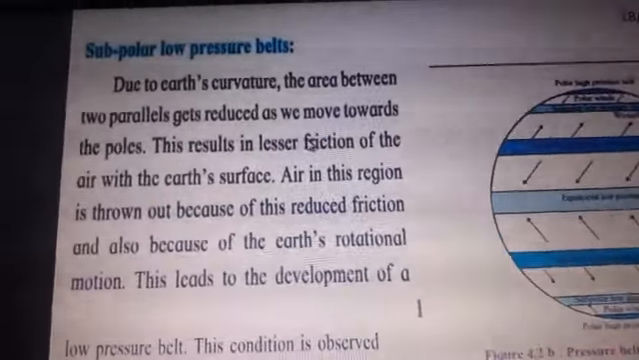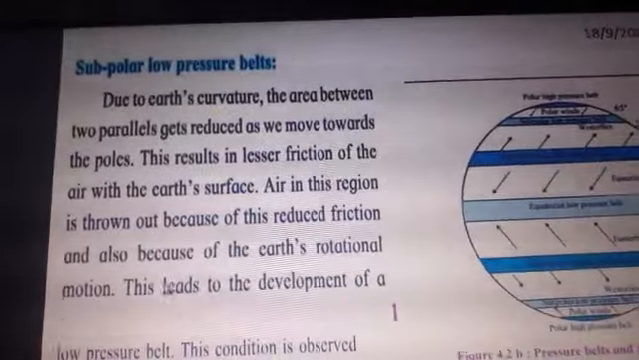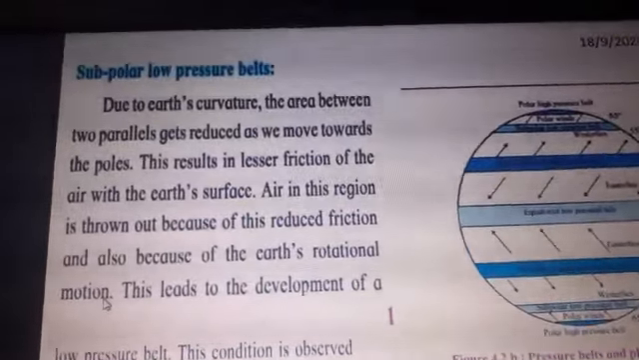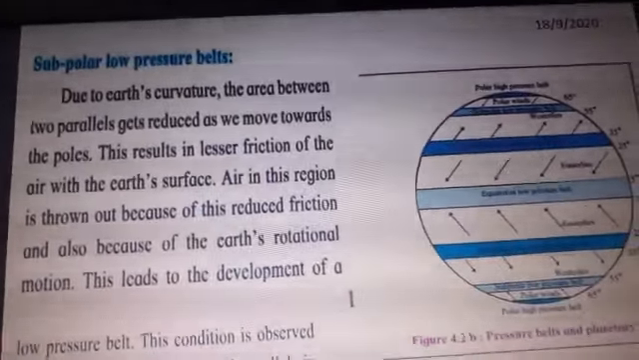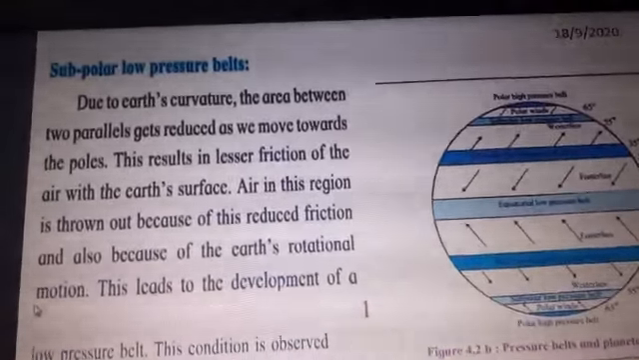Why? Because there is less friction, less contact between the earth's surface and the air. Therefore the air is thrown away. And also because of the earth's rotational motion. The second thing responsible is the rotation of the earth, which is responsible for the change in the direction of the air.